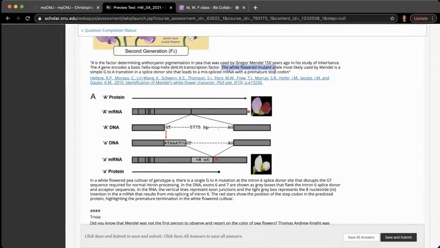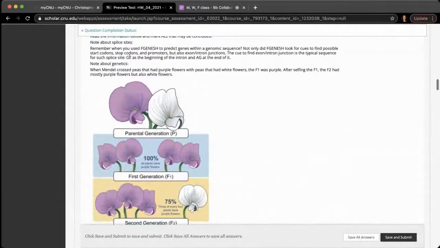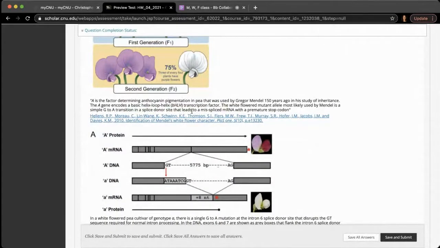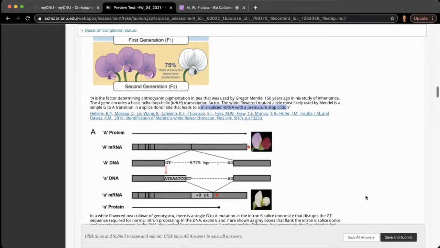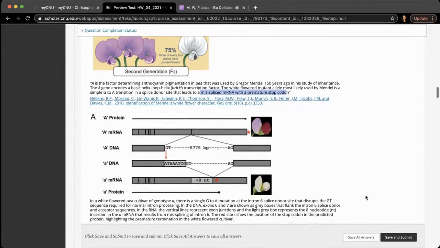So the white flower was most likely a simple G to A transition in a splice site donor. And you're like, what is that? It's this part here that I told you is new. It's the GTAG. That's the splice site for the intron-exon. And then what happens is there's a misspliced RNA, which then makes a premature stop codon. This is copied and pasted from this paper, and it shows you there is a molecular biology side of the genetics that you learned from those crosses. So let's see in the figures what that is saying.